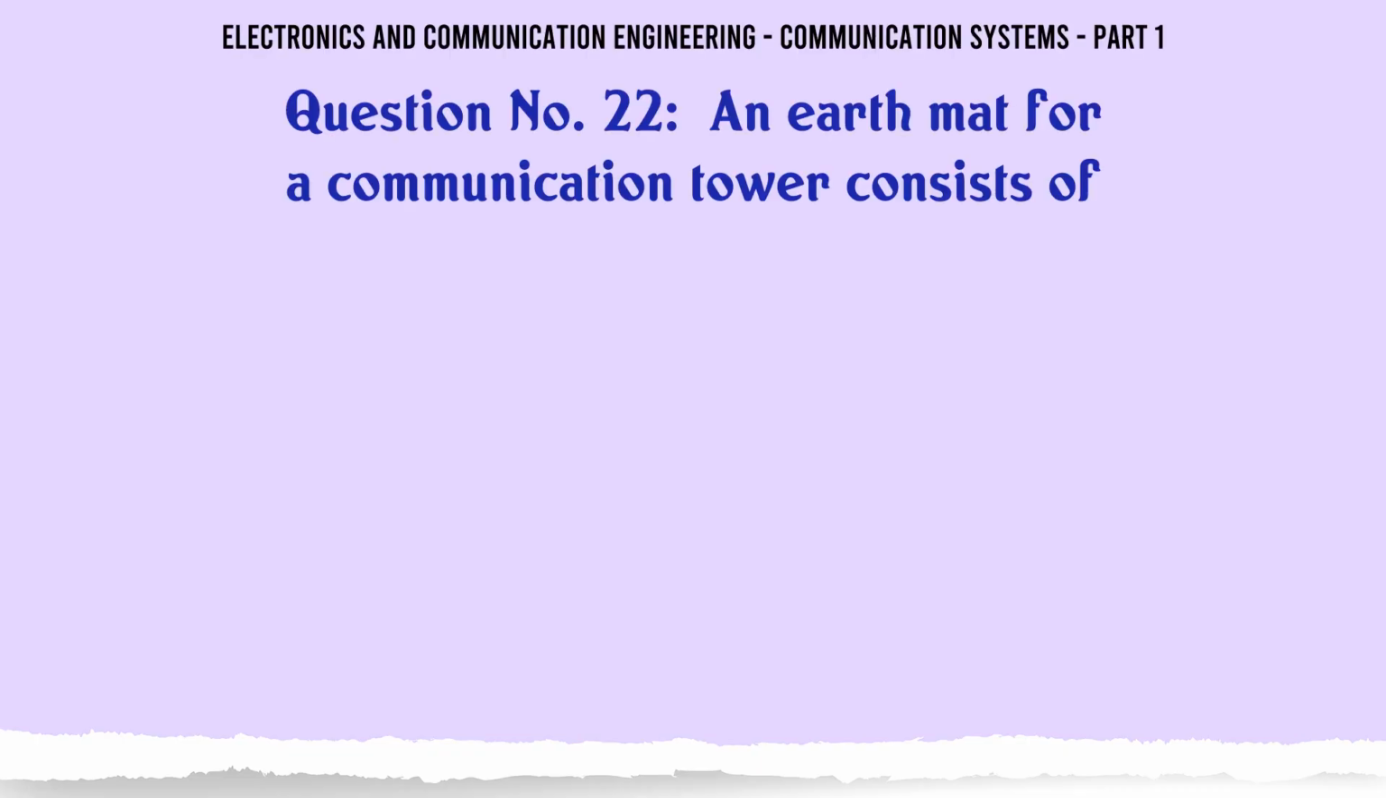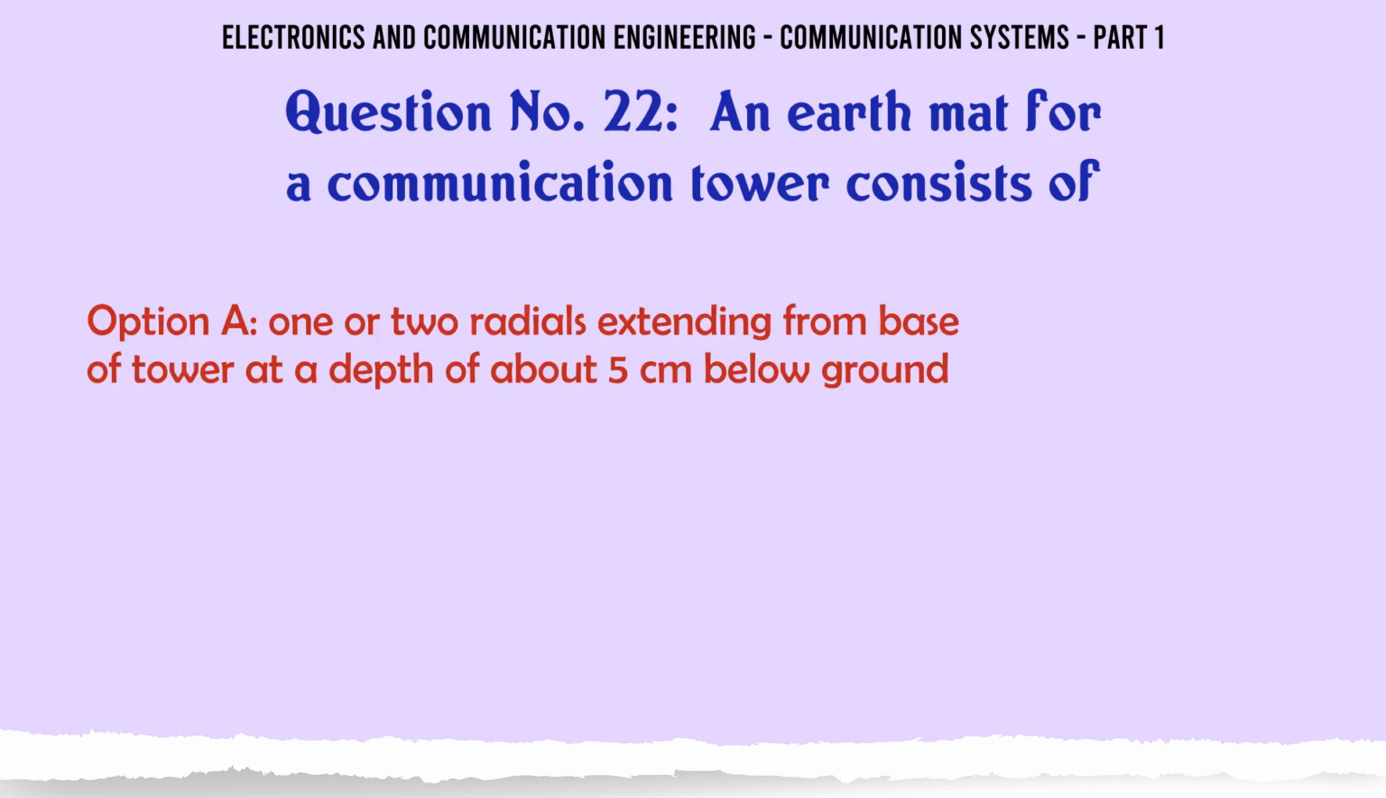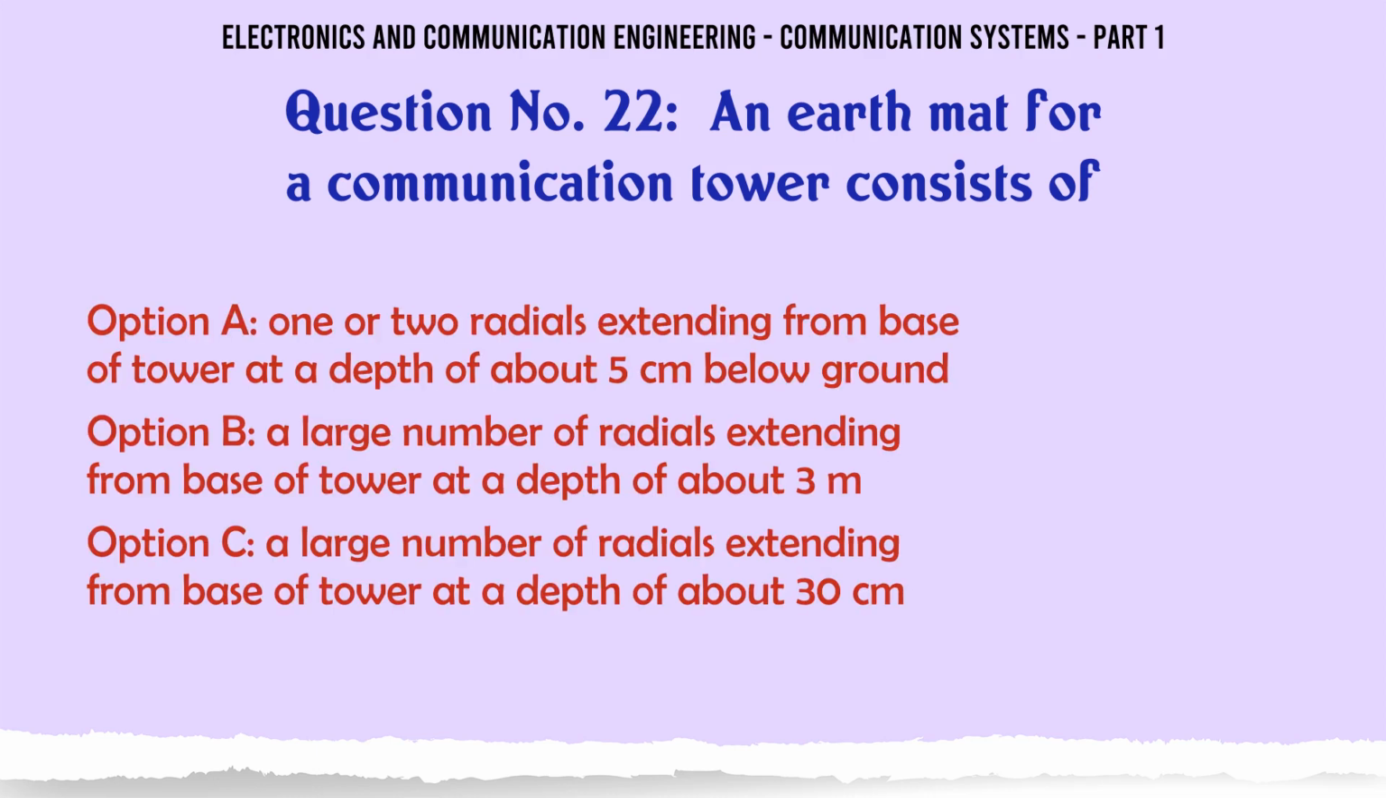An earth mat for a communication tower consists of A. 1 or 2 radials extending from base of tower at a depth of about 5 cm below ground. B. A large number of radials extending from base of tower at a depth of about 3 m. C. A large number of radials extending from base of tower at a depth of about 30 cm. D. None of the above.